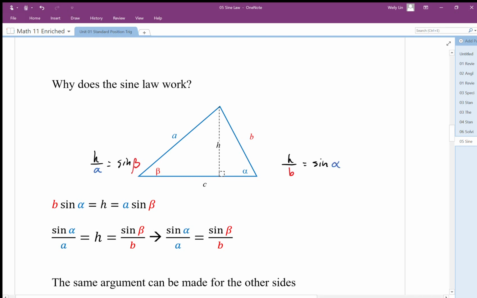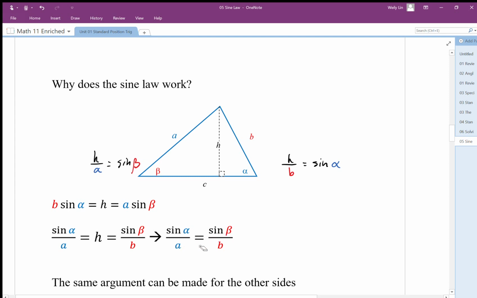Okay, so this expression then becomes this one here. This expression becomes this one here. And we can make them equivalent to each other. Okay, so if these are equivalent to each other, then we can rearrange this and say that we can put the A with the sine alpha side, and we could put the B with the sine beta side, and then we end up with them both equaling the height of this vertical line. Okay, the height of the triangle, and we can then say that they are equal to each other. Okay, so these are equivalent to each other.